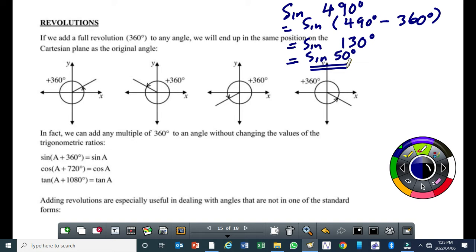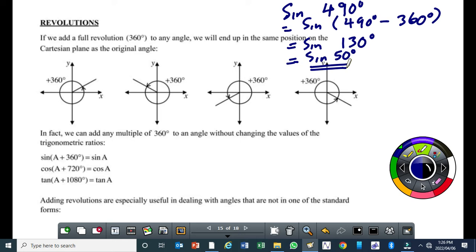Are you following that? So that's how you work with revolutions. You subtract 360 first. If there's still an angle more than 360, then you can subtract another 360. You should know that one revolution is 360 degrees, 2 is 720, 3 is 1080, and 4 is going to be 1440. If you get an angle which is more than one revolution, you subtract 360. If it's more than 2, you subtract 720. If it's more than 3, subtract 1080.